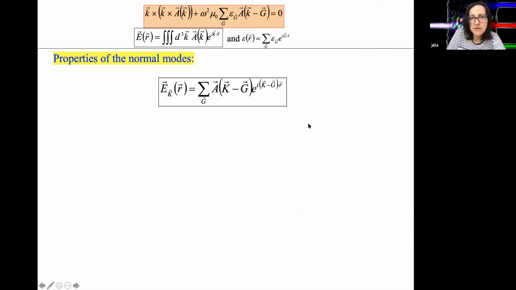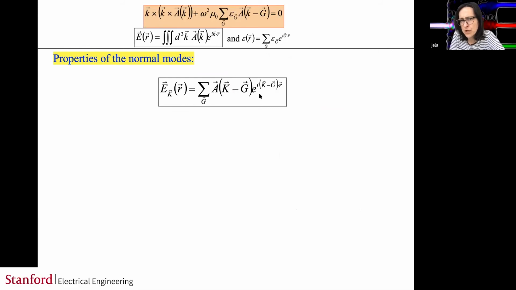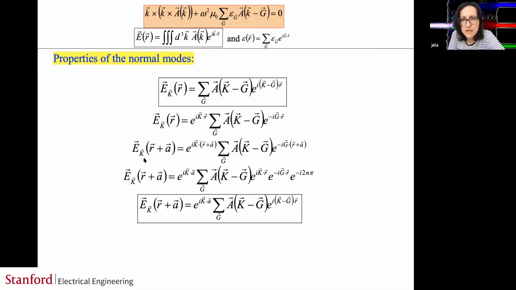Let's go back to one normal mode. Let's say I write a normal mode for coefficient capital K, and it's a superposition of these Fourier coefficients. This is how they're defined. So let's now see what the normal mode E of R plus A would be. I'm just checking for periodic properties of these normal modes. So what is E of R plus A?